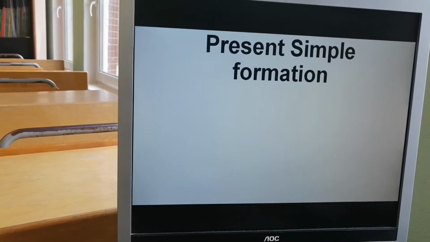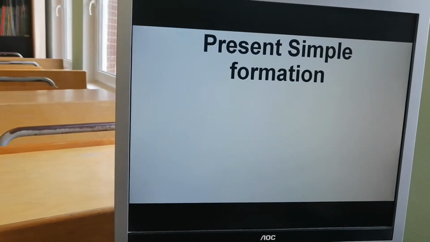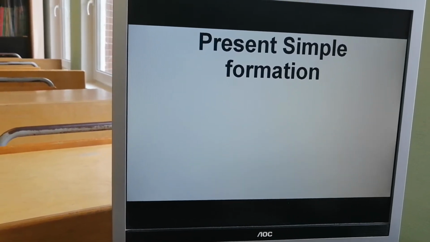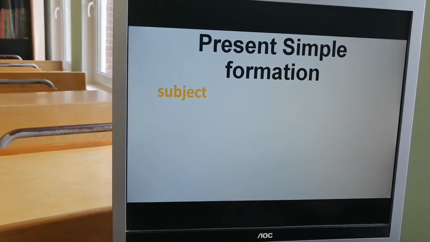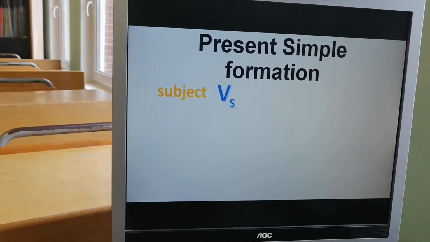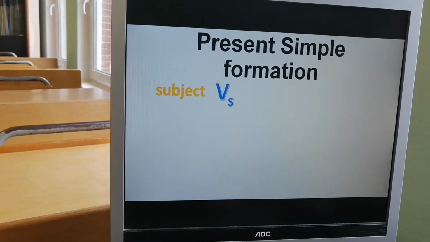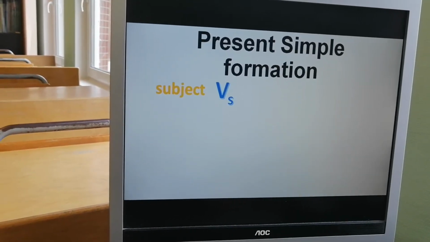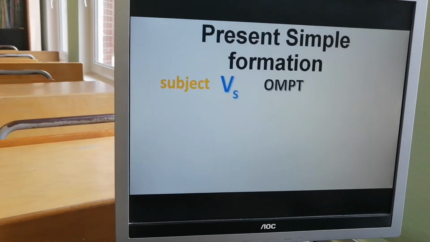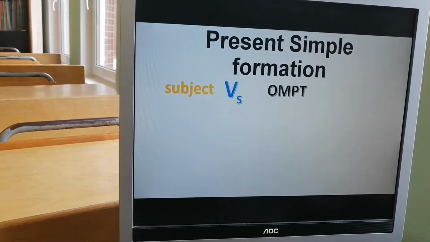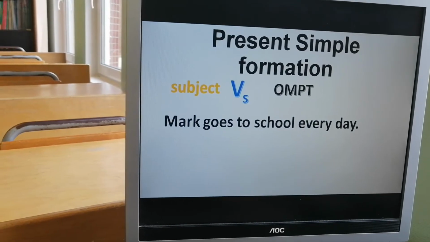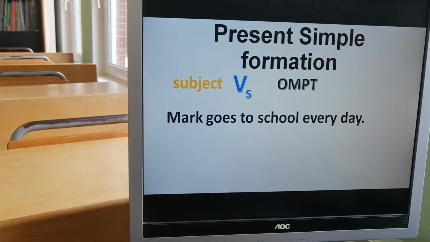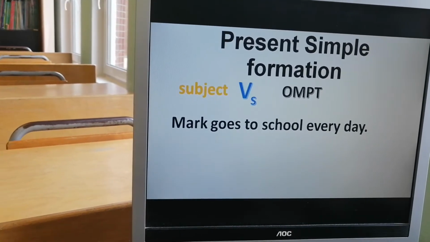Now, let's think about formation. So how do we form present simple? If it's a statement, after the subject, there should be the main verb with the s ending if the subject is he, she, it, and then all the other parts of the sentence. So the example would be, I watch TV in the evening. Mark goes to school every day.